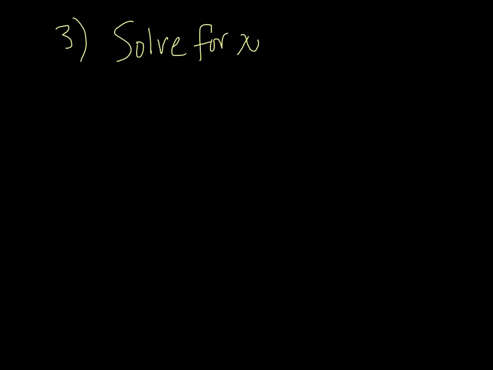Step 3, after we've got both sides raised to some power, we're going to have to evaluate those powers and solve for x. Okay, we'll start off with an example. This is just a basic example. The example is going to be 2 times the third root of x minus 3 equals 4.